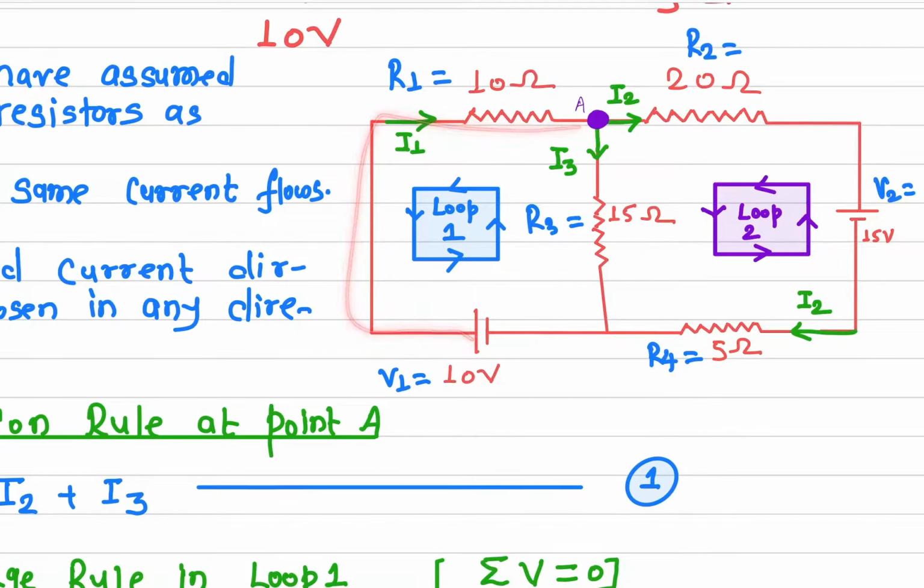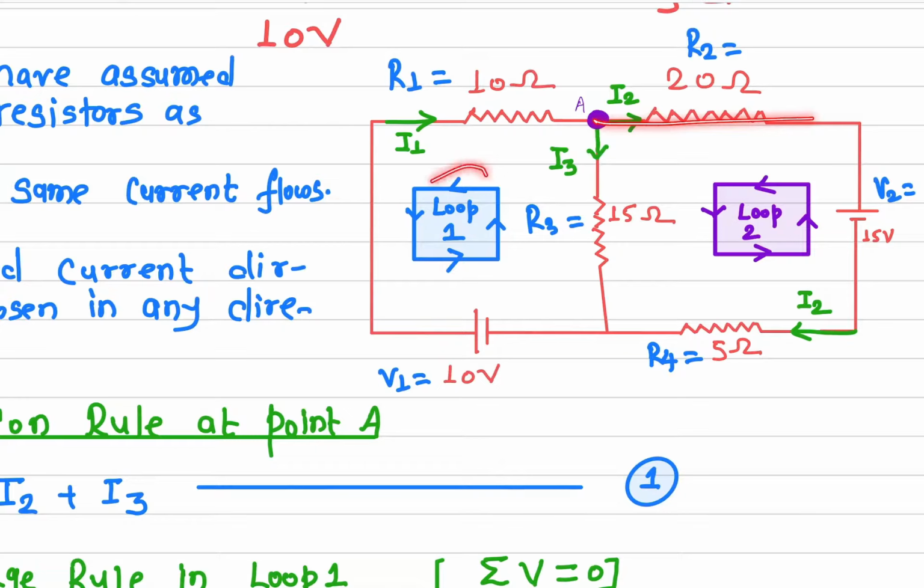You may choose the current direction the other way too. Your answer will be negative, and then you have to interpret the meaning of it. So choosing the current direction is entirely up to you. The second thing you have to do is choose the loop direction. Here I have two loops. This is one loop and this is another loop here.